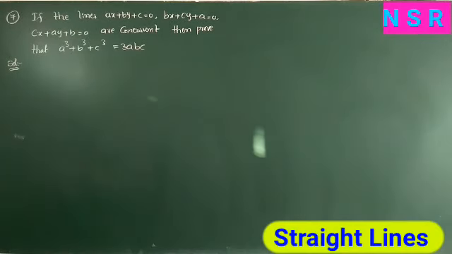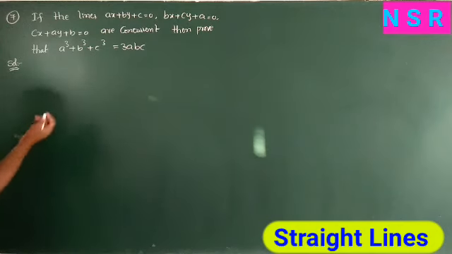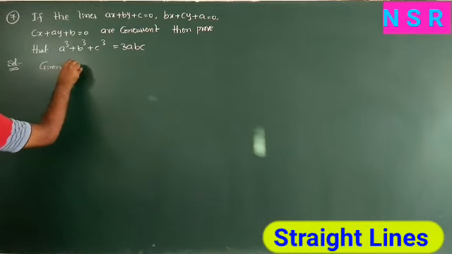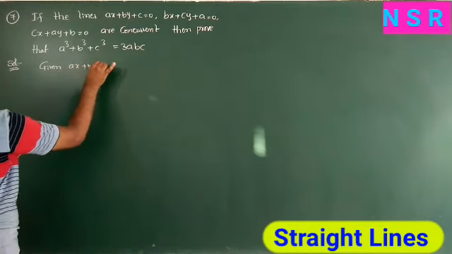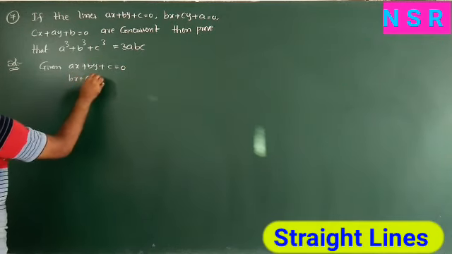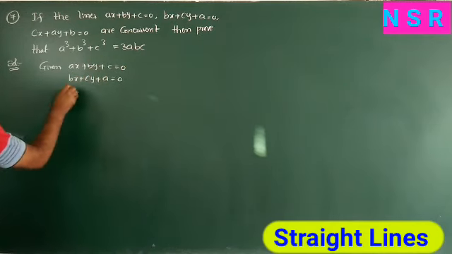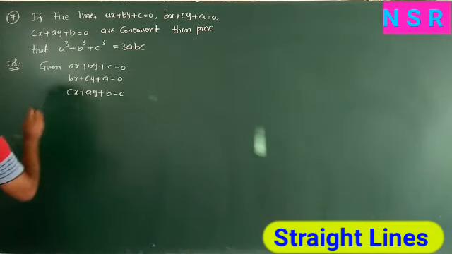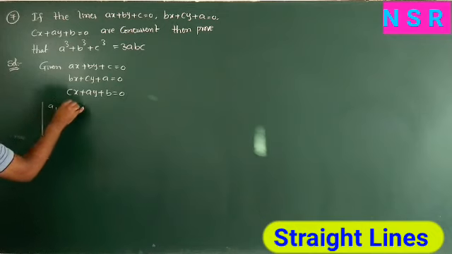So next, question number 7. If the lines are concurrent, then we have to prove that a cube plus b cube plus c cube equals 3abc. Here the given lines are ax plus by plus c equal to 0, bx plus cy plus a equal to 0, and cx plus ay plus b equal to 0. So the given lines are concurrent.